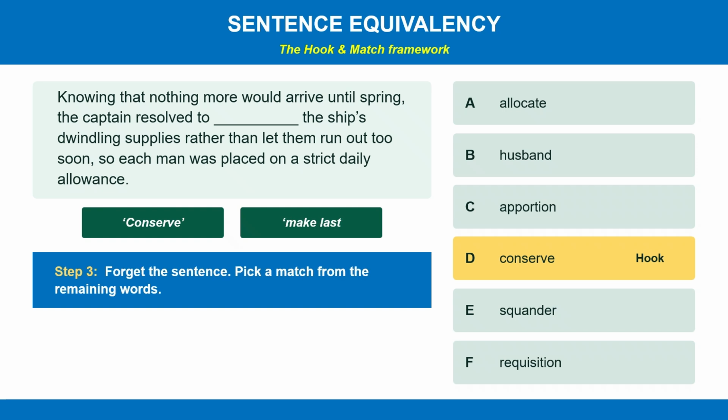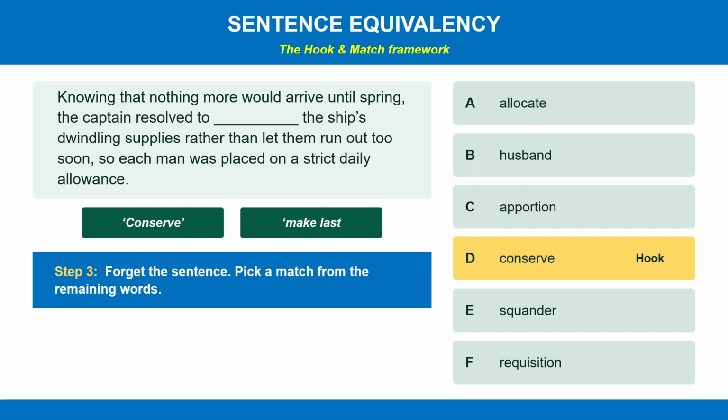Step 3, forget about the sentence entirely. Our job now is to take a look at the words that are left. Which word is closest in meaning to our hook word? Which word is closest in meaning to conserve? Does requisition mean conserve? Nope. Does squander mean conserve? Nope. Does apportion mean conserve? Not really. Apportion means to divide and distribute. That's not quite the same thing.